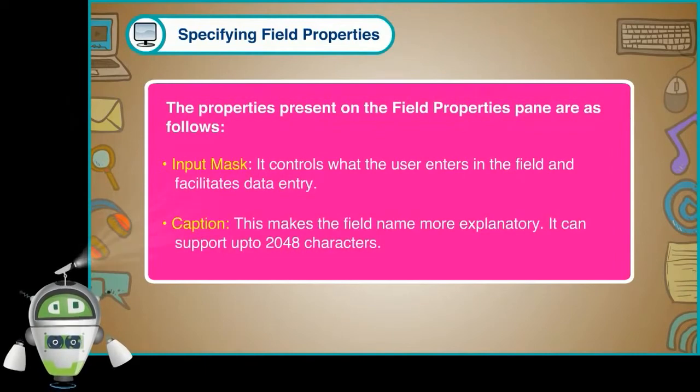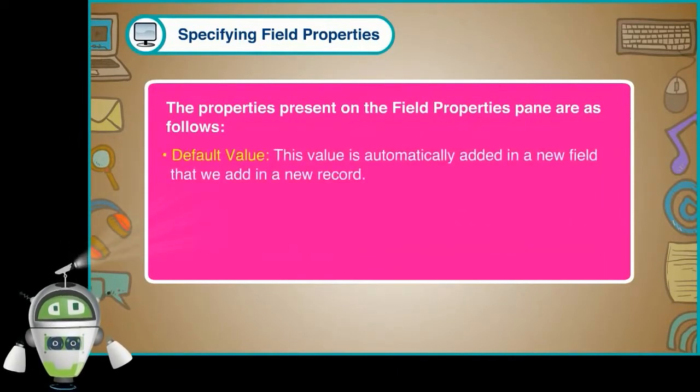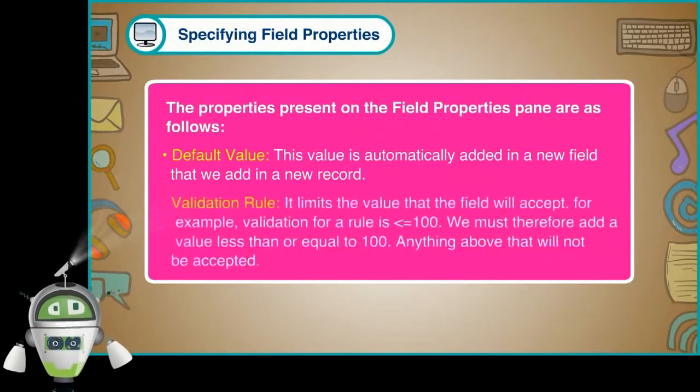Caption. This makes the field name more explanatory. It can support up to 2048 characters. The default value is automatically added in a new field that we add in a new record.